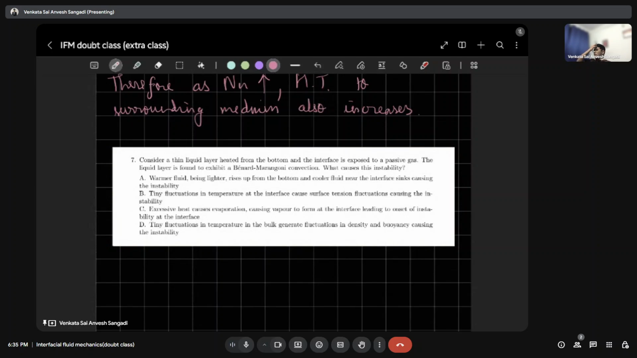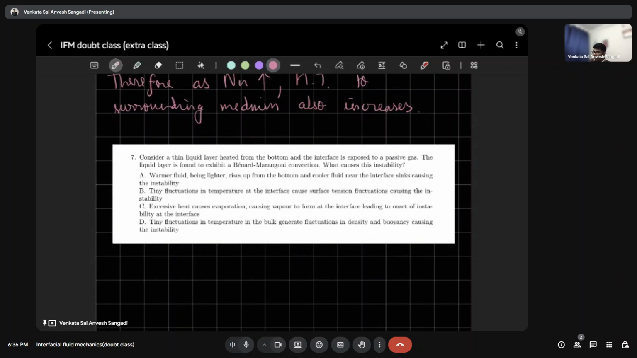So consider a thin liquid layer heated from the bottom and the interface is exposed to a passive gas. The liquid layer is found to exhibit Benard-Marangoni convection. What causes this instability? Warmer fluid being lighter rises up from the bottom and cooler fluid near the interface sinks, causing the instability. Tiny fluctuations in temperature at the interface cause surface tension fluctuation, causing the instability. Excessive heat causes evaporation, causing vapor to form at the interface, leading to onset of the instability. Tiny fluctuations in temperature in the bulk generate fluctuation in density and buoyancy, causing the instability.